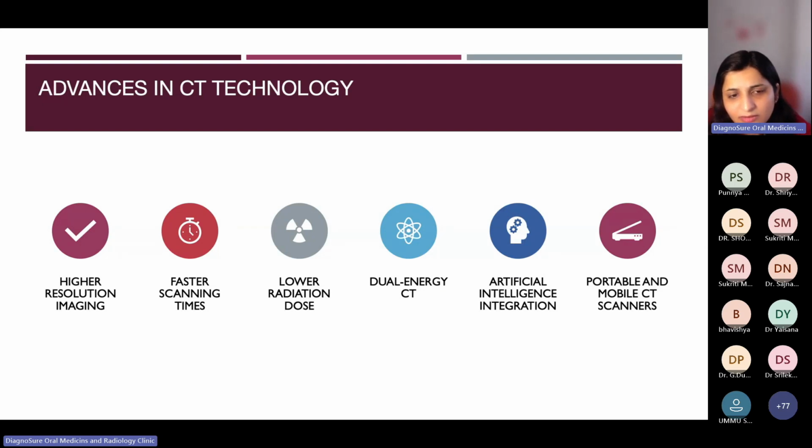And now, with advancing technology, there are developments in compact CT technology, which can perform scans in a variety of settings, including bedside or emergency situations. So this is the future.